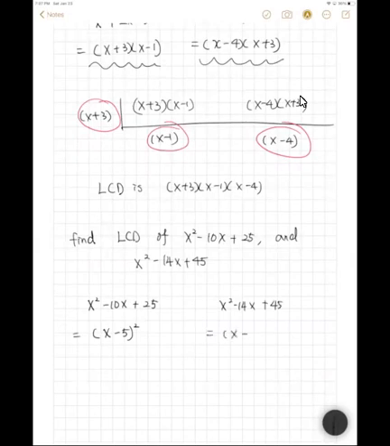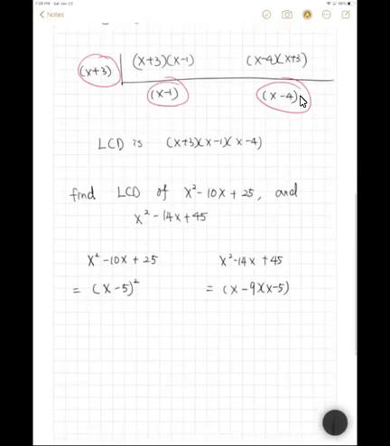So I have x minus, which two numbers multiplied together equal 45? I have 5 and 9, and then I want these two numbers to add together to equal negative 14. So that means I'm looking for negative 5 and negative 9. Okay, so now let's find the least common denominator of these two polynomials.